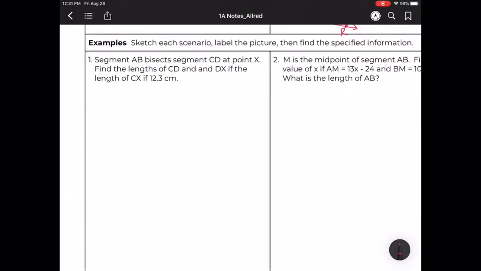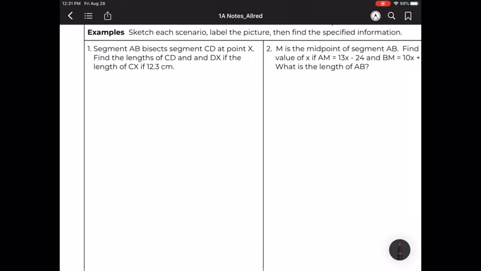So let's go ahead and apply these to some problems. We need to sketch each scenario and label the picture, then find the specified information. So I'm going to give you the worded example here, and then we're going to sketch that picture and fill in what they tell me and find what's missing. So we're told to make a sketch of segment AB that bisects segment CD. So segment CD is the one being bisected.